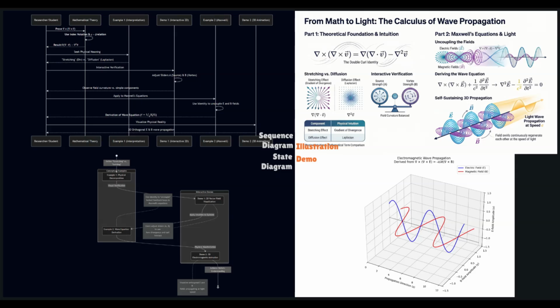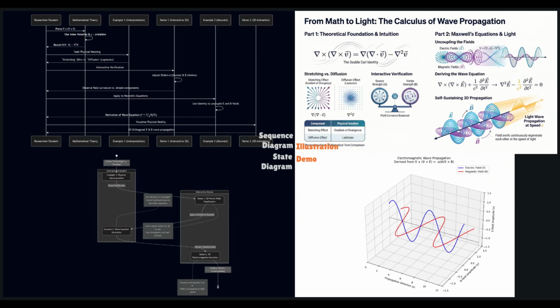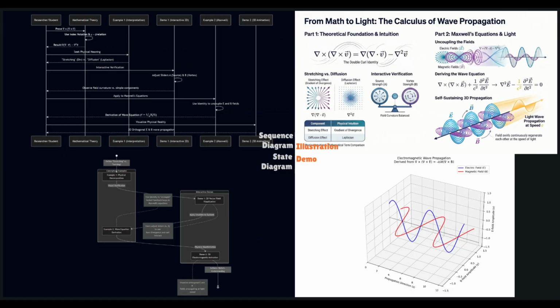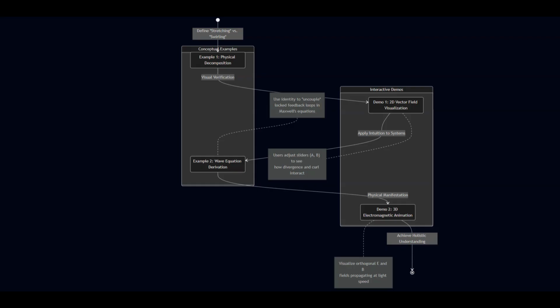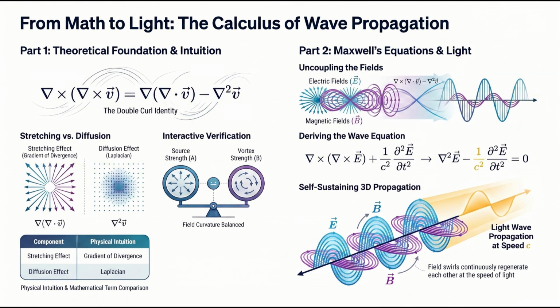As illustrated in the state diagram, the derivation sheet is the engine behind every purposeful transition in the learning process. From theory to intuition, it begins by providing the formal proof that allows us to move away from mere symbols toward a physical interpretation. It defines a double-swirling effect not as a mystery, but as a balance between two simpler geometric actions. Stretching, how a field pushes outward, and diffusion, how a field smooths itself out over time.